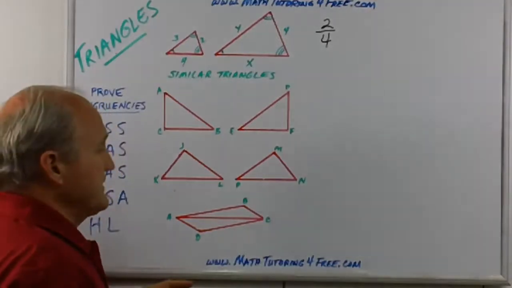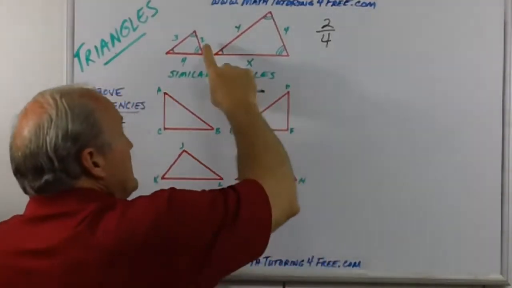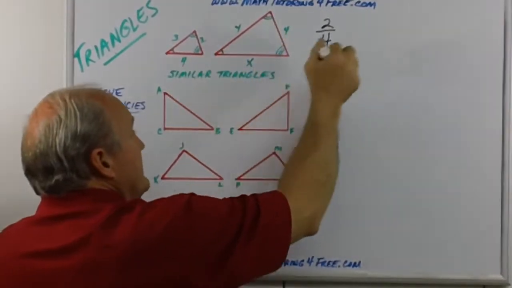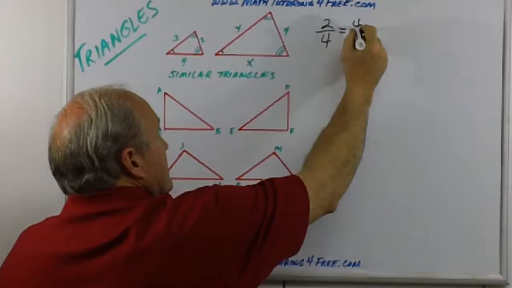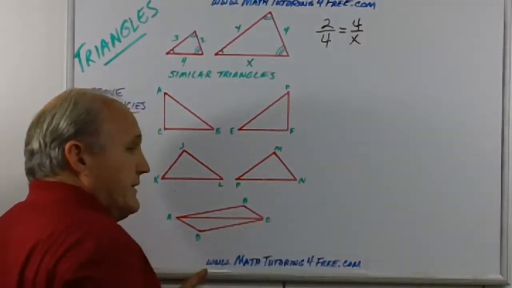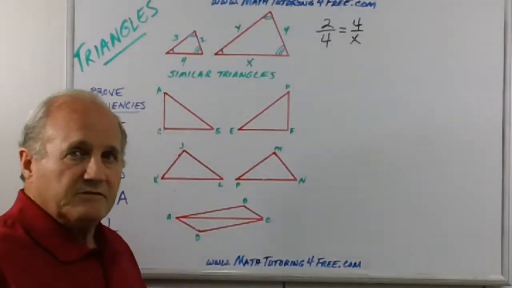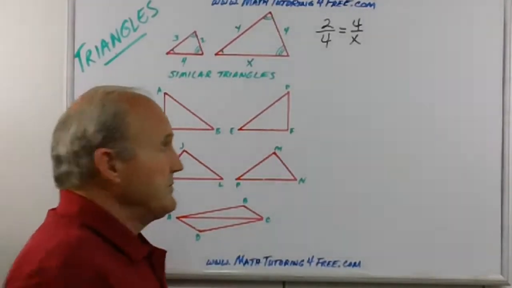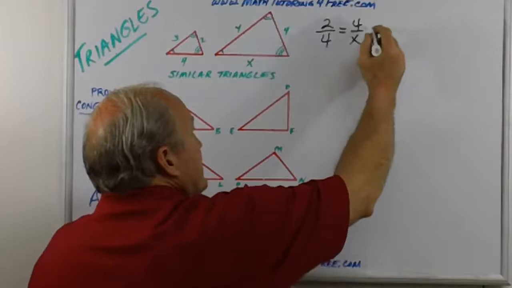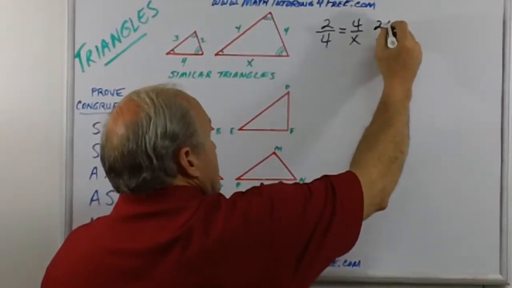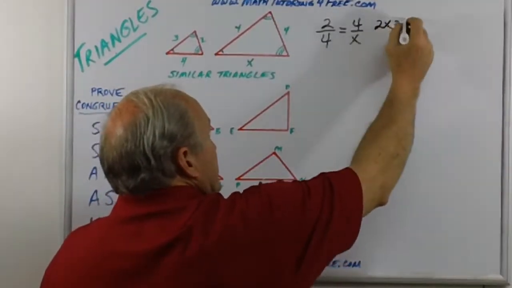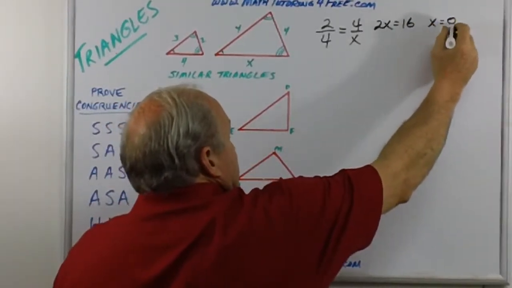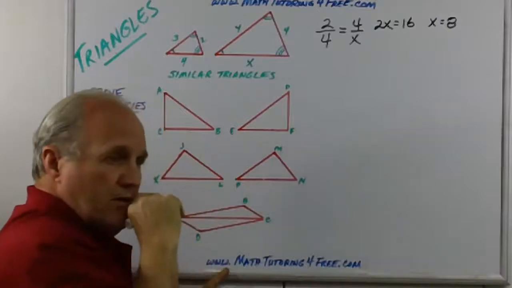The way we solve this is to set up the ratio 2 is to 4 as 4 is to x. And hopefully you remember from your algebra, how do we solve ratio problems? We cross multiply, don't we? So this becomes 2x is equal to 4 times 4 is 16, divide by 2, and in this case x is equal to 8.